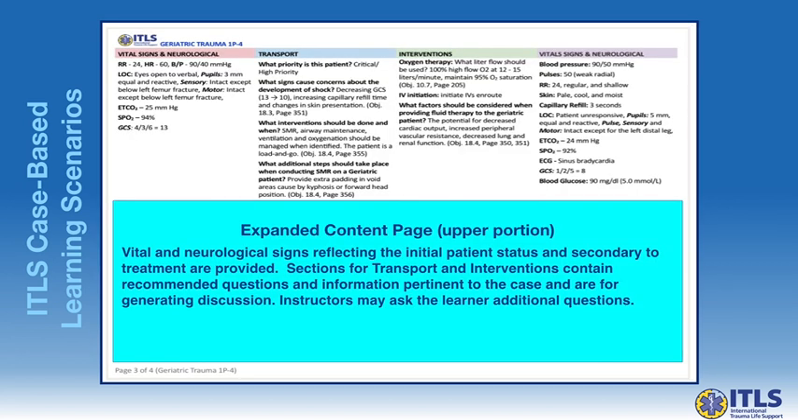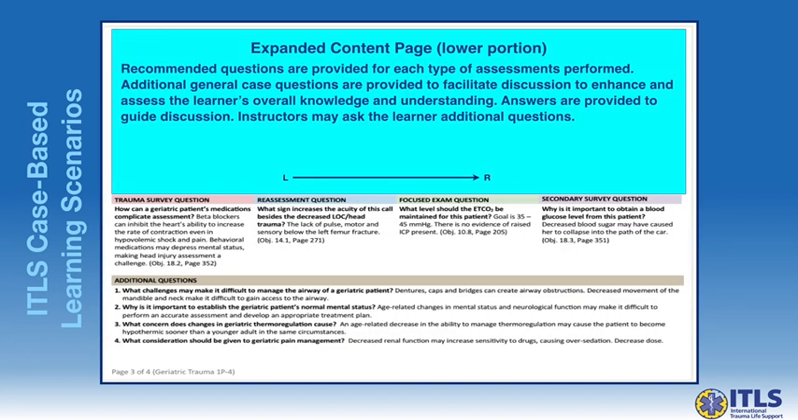The upper portion of the expanded content page provides initial vital signs in the far left column and follow-up vitals in the far right column. The transport and intervention columns provide questions based on anticipated progress. The lower portion of the expanded content page provides questions relevant to the type of assessment performed. An area for additional questions is provided to ensure all scenario objectives and key points are addressed. The answers provided for all recommended questions currently are referenced to the 8th edition of the textbook.